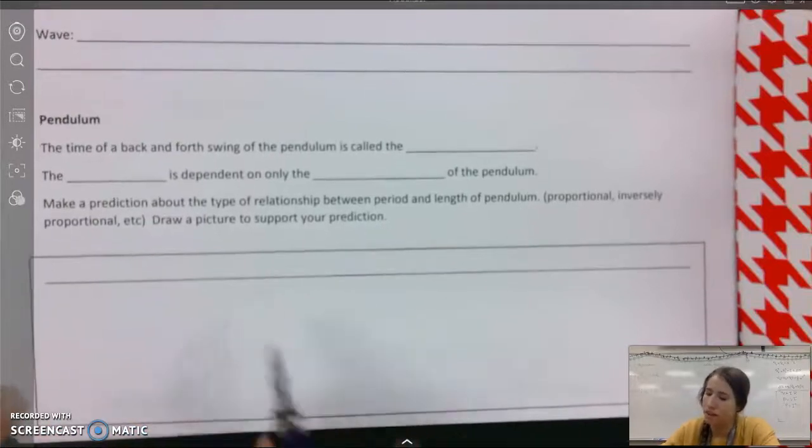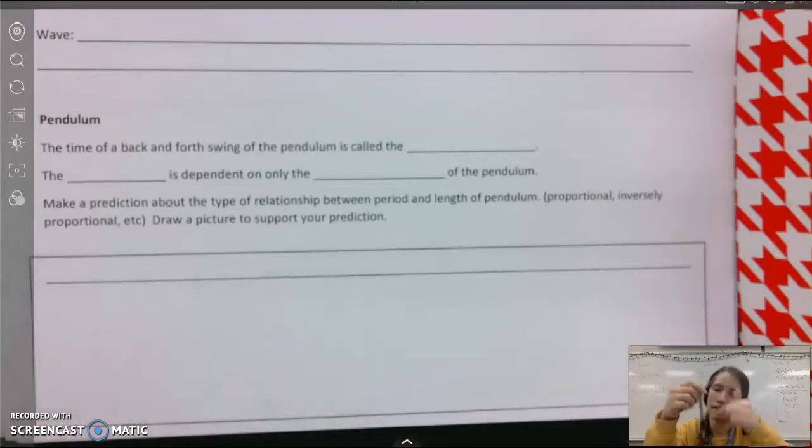Okay? And so what happens is as we increase the length of the pendulum, the longer it takes for it to return back to that position. And so they are proportional. When one gets big, the other one gets big. When one is small, the other one gets small. So if we increase the length, we increase the period.